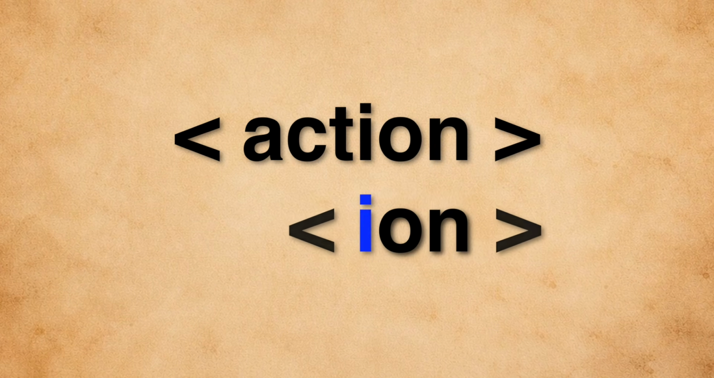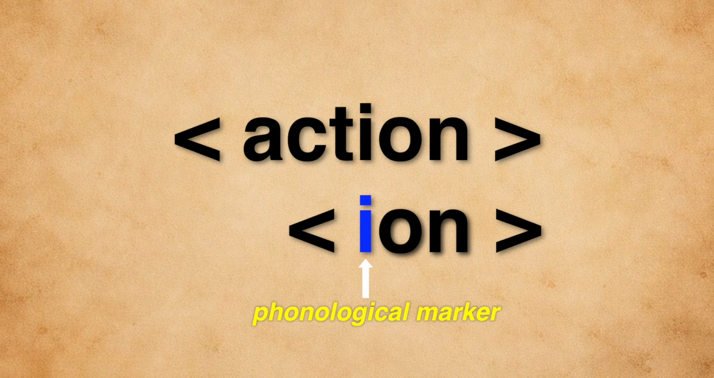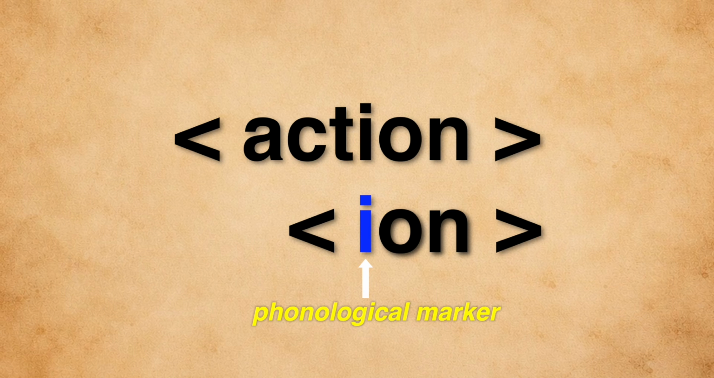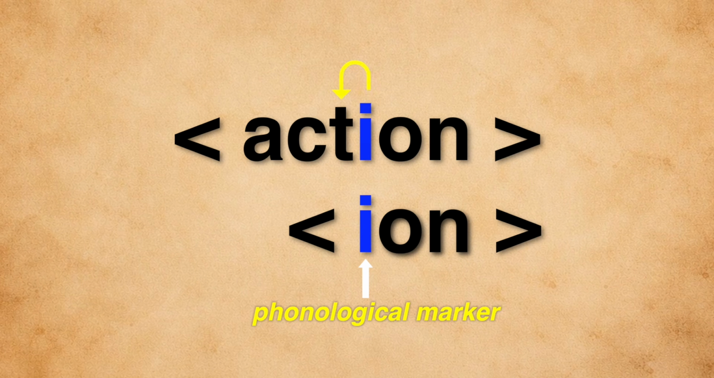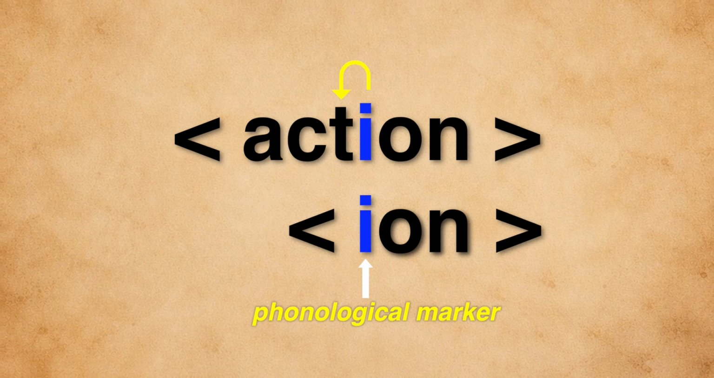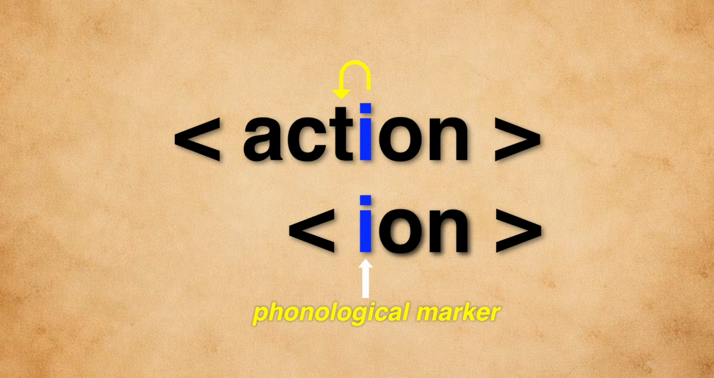By lumping these letters together, phonics hides the real structure and masks the jobs of each grapheme. Here's the truth. The I in the ION suffix is a phonological marker. It's not part of a grapheme writing the sh sound. It's not part of a TION chunk. It's a marker that influences the pronunciation of the consonant before it.